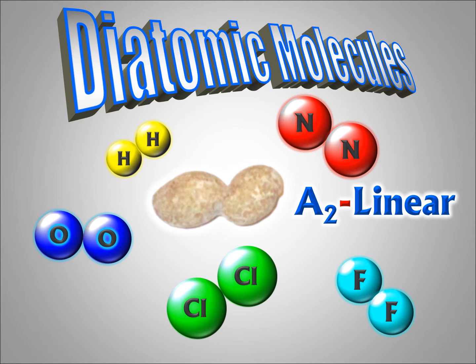And it doesn't matter which kind of bond. Remember we talked about how some of these have single bonds and some of them have double bonds and triple bonds. Well, it doesn't change the shape, does it? Because you can't do much with two atoms. If you have two atoms stuck together, pretty much there's no other choice, A2 linear.